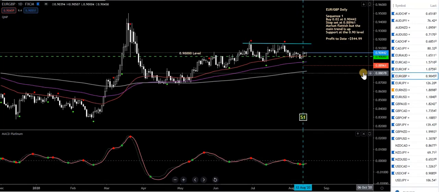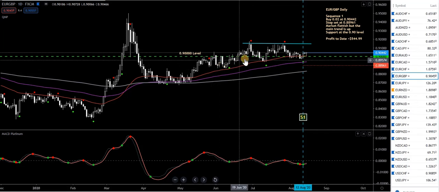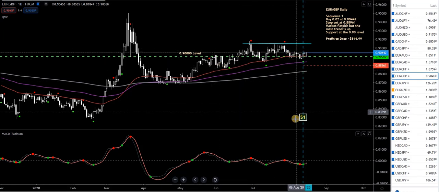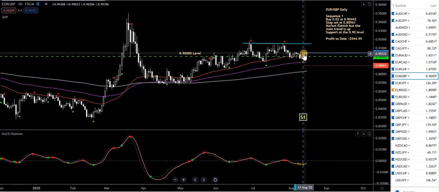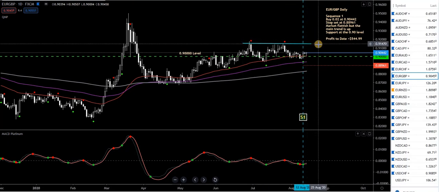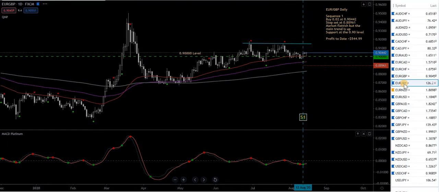Euro pound in a buy here, stop in place there, going nowhere fast. This green dash line is a big level, just a big number. It's the 0.9000 level, so it's a big number, and you can see price sort of respects it a little bit, and hopefully we push up towards these previous highs, and we'll try and get some cash, hopefully.